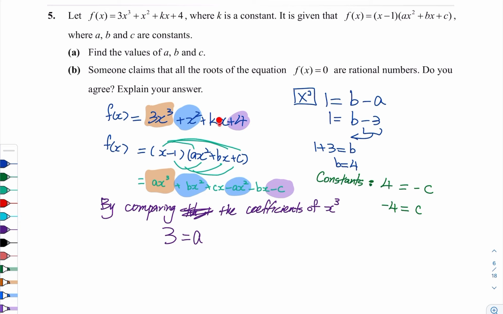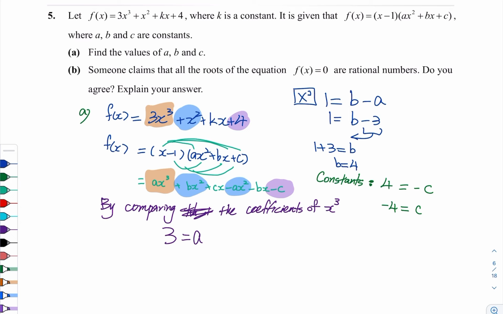Do I need to find k? It's up to you. K is with the x. So after comparing x cubed, x squared, and the constant, you can also compare the x. K will equal c minus b. Because you already know the values of c and b, you will find k very easily. That's for part A, but because the question just asks for a, b, and c, I'm ending here.